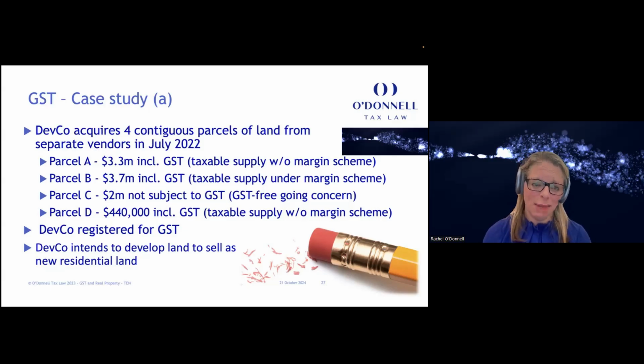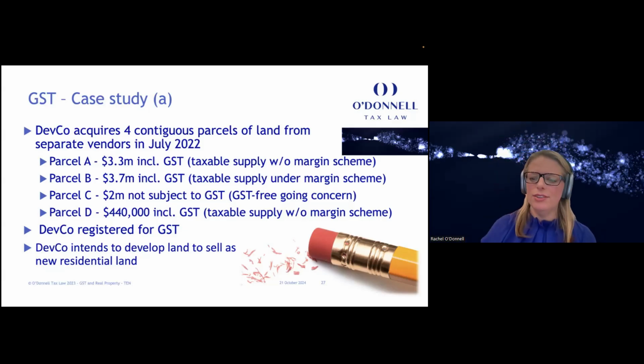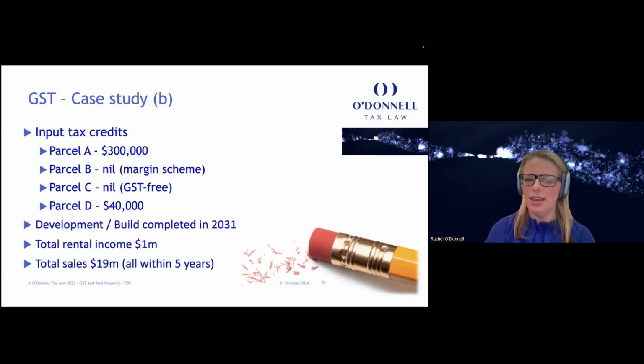Importantly here, the development company is registered for GST, and they intend to develop the land to sell it as new residential land. So keeping in mind that the purchasers will be paying GST to Development Co, and then Development Co will be remitting that GST to the ATO, potentially subject to a withholding regime, mind you. So what we're looking at here is firstly the input tax credits, and then subsequently whether we might have some adjustments. So input tax credits here.